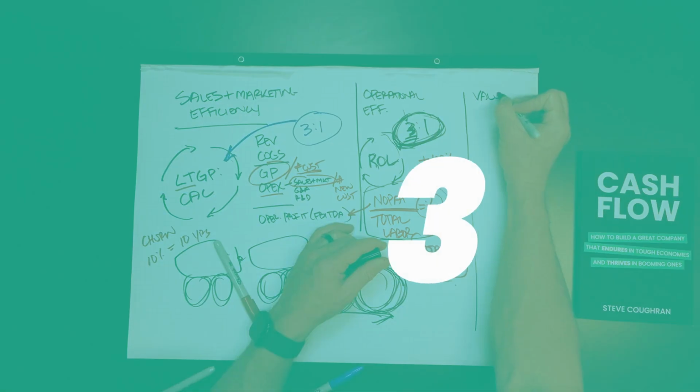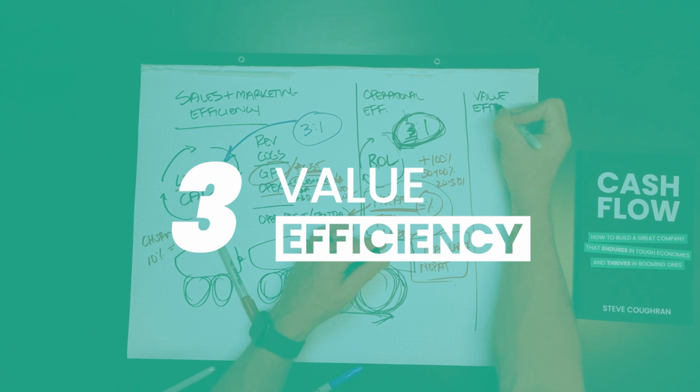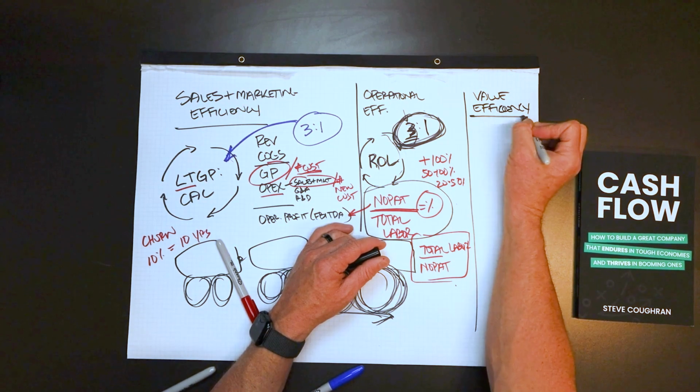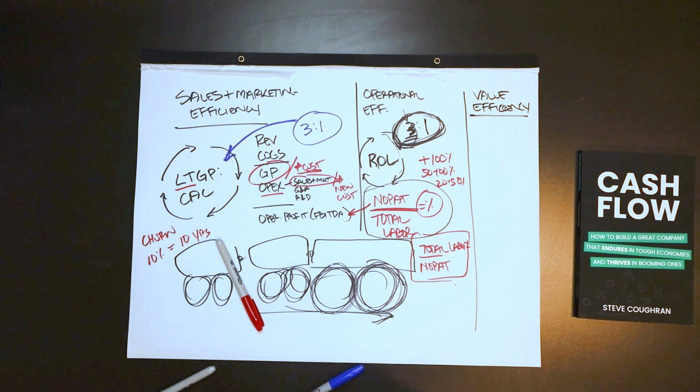This is the last flywheel, and this is value efficiency. Can't even write here. My handwriting is terrible. That is so ugly, especially for a type A person. You would never guess that I'm type A, like with my financial models, by looking at my diagrams. Oh my gosh, they're terrible, but they're fun, all right? They're a little bit different.